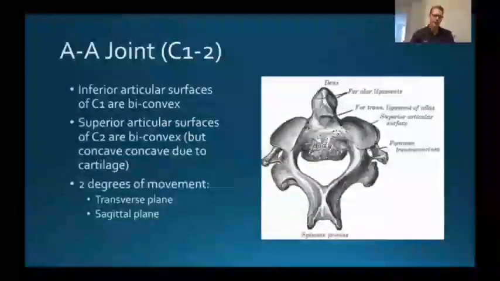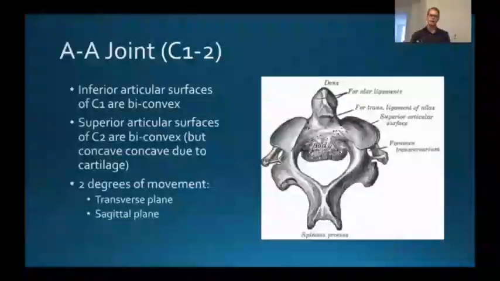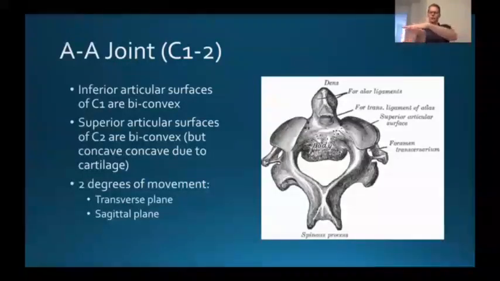And then finally, the AA joint, or the atlantoaxial joint, which is C1, C2, is our joint for rotation. All of that movement is going to be happening around the dens, and this joint is set up for rotation. If we just talk about the bony anatomy, the inferior surfaces of C1 are biconvex, and they match up on C2 to a biconvex surface also. But in that region, we have cartilage buildup on both the inferior part of C1 and the part of C2 where it meets it, and those actually turn into a concave on concave situation.